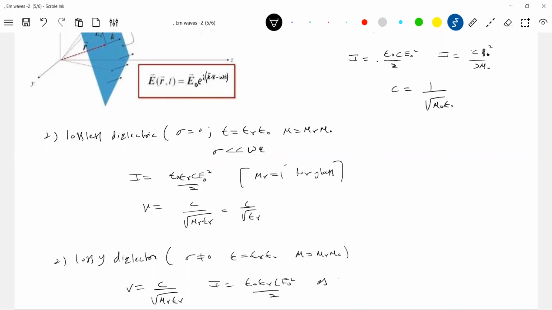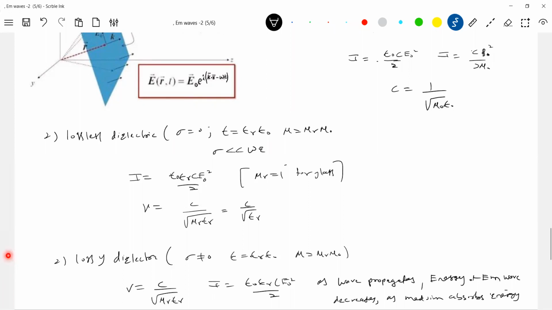Lossy dielectric: as the wave propagates, the energy of the EM wave decreases as the medium absorbs energy.